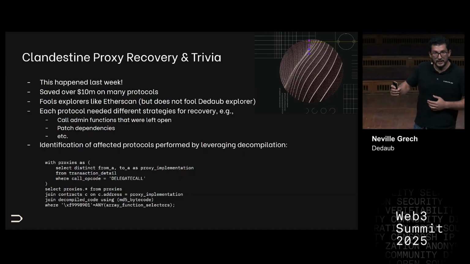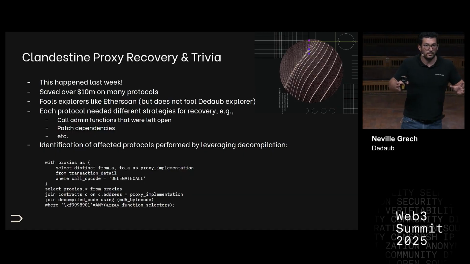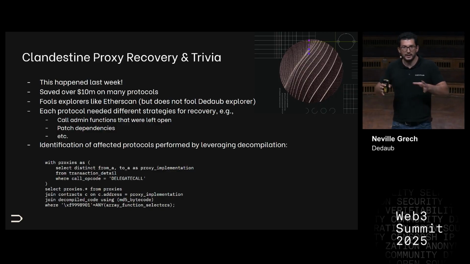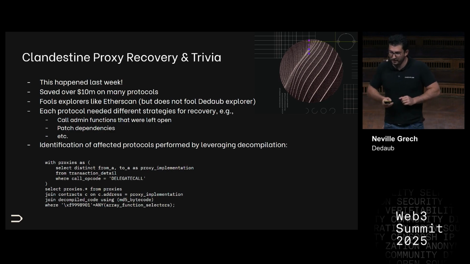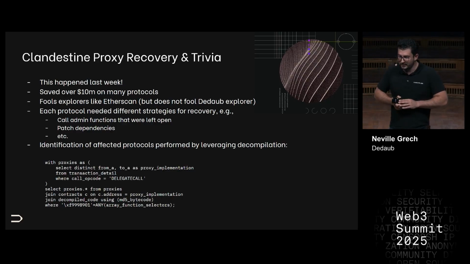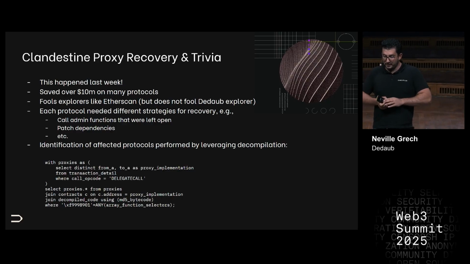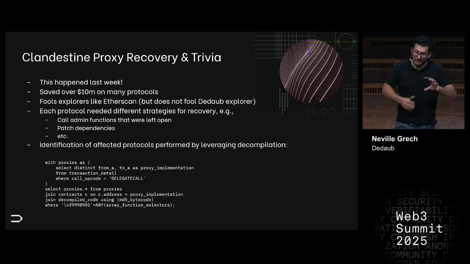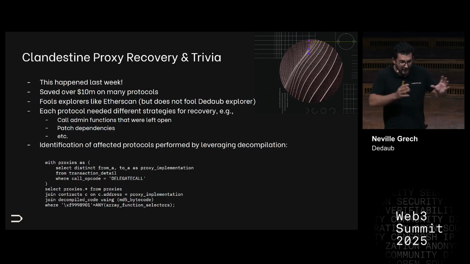Now, the interesting thing is that this happened only last week, all right? So we have successfully mitigated most of the vulnerability that these protocols had, due to this issue. I believe there was over 10 million on many protocols that they could have stolen. And each protocol, because it had different logic, had its own story by which you could recover, right? So each protocol needed a customized way to recover.